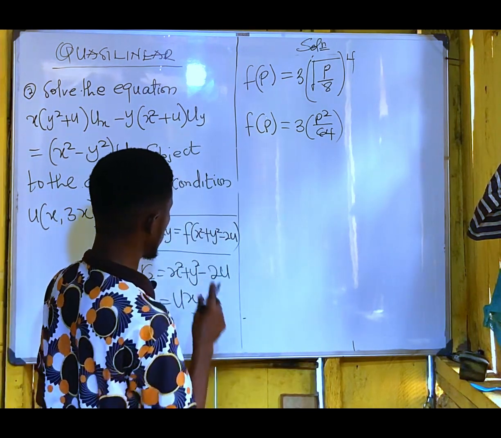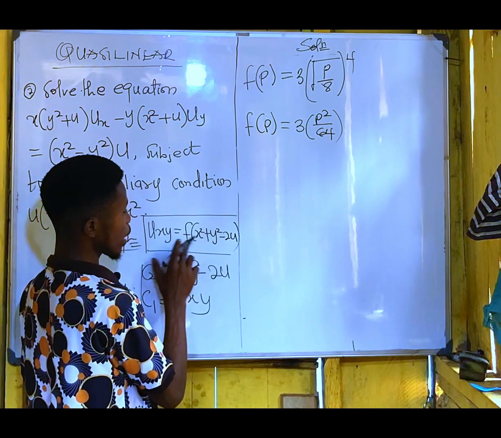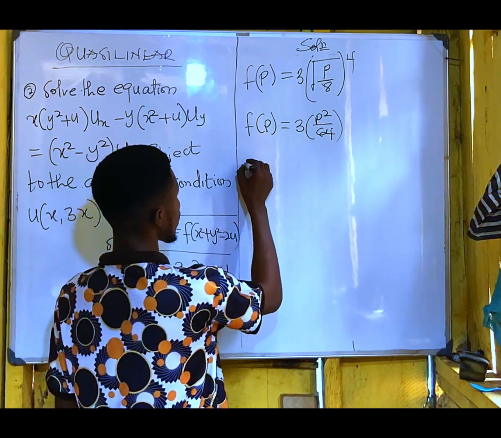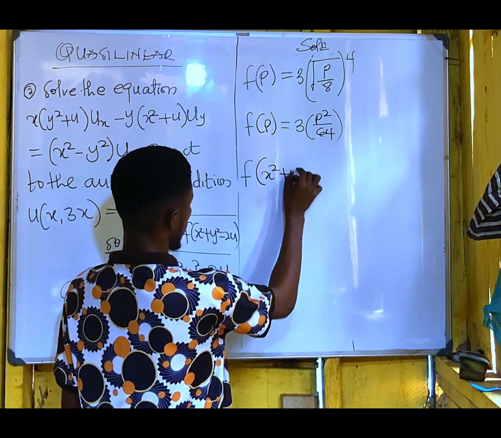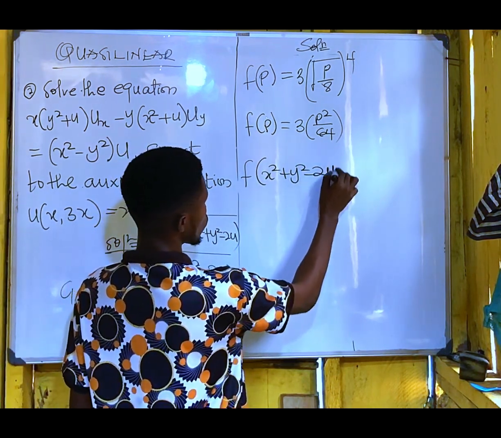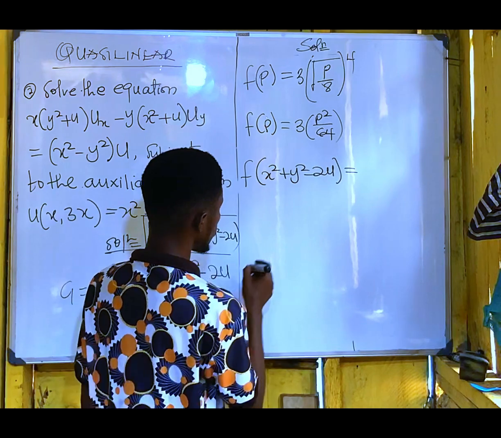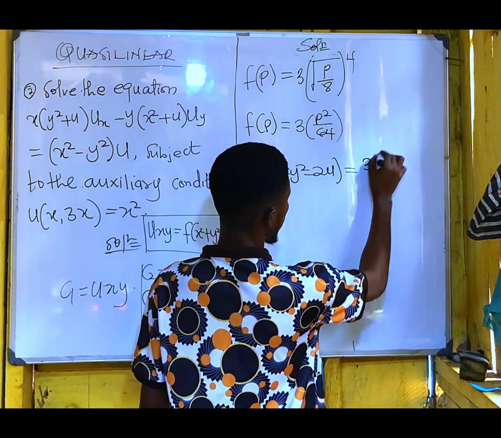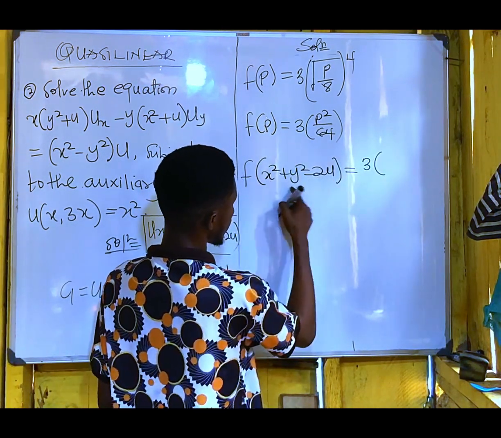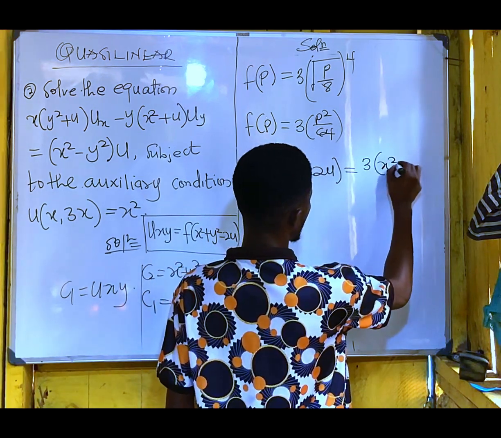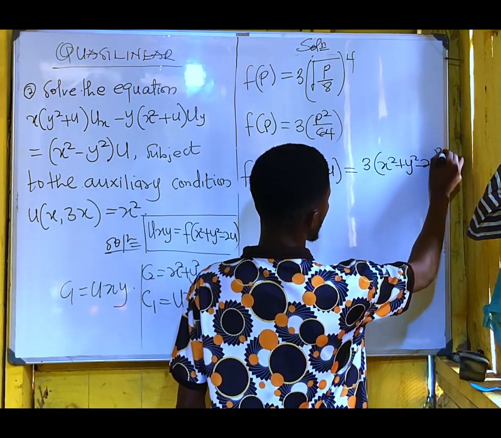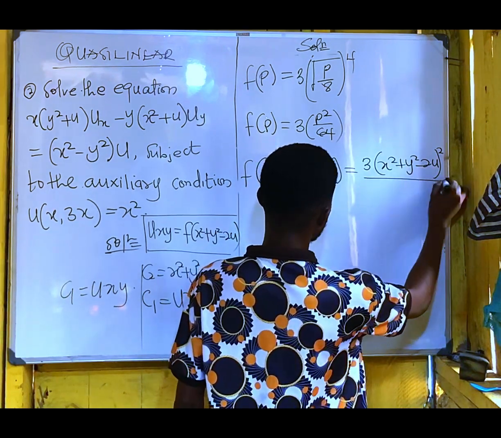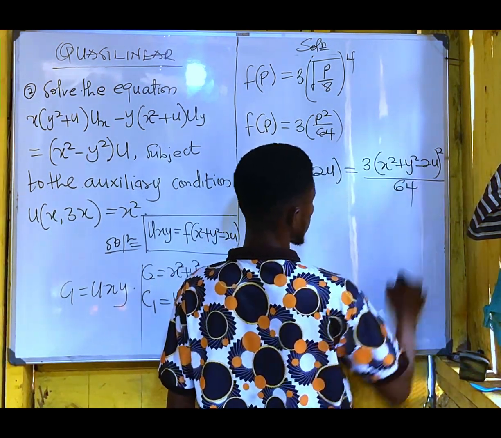Now when you come to the general solution, we want to remove this f here. So now x² + y² − 2u will be equal to 3 bracket open, now the whole of this p is x² + y² − 2u, all squared, divided by 64.